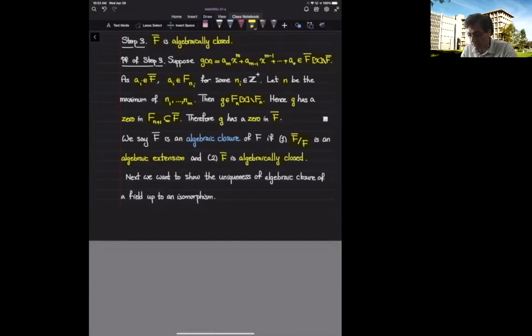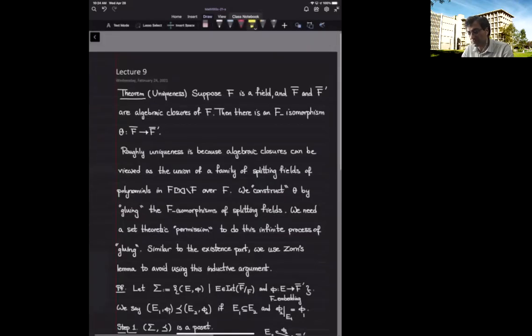Such a field is called an algebraic closure of F. I mean, we can change the notation, the symbols of F bar, but we will show that up to an F isomorphism, an algebraic closure of a field F is unique. So there is a unique algebraic closure of a field F up to an F isomorphism. So that's the next theorem that we want to prove.